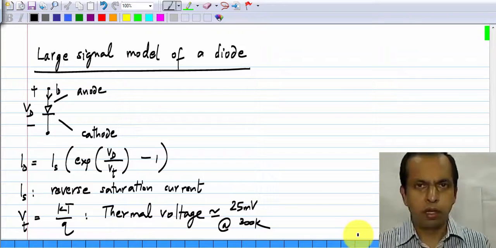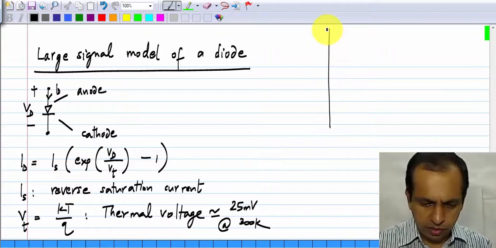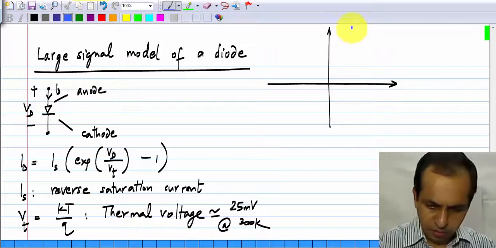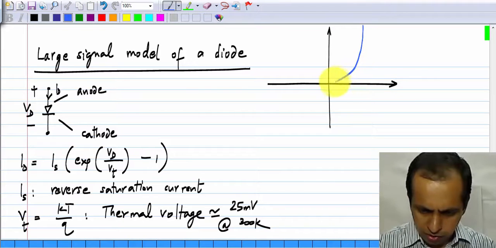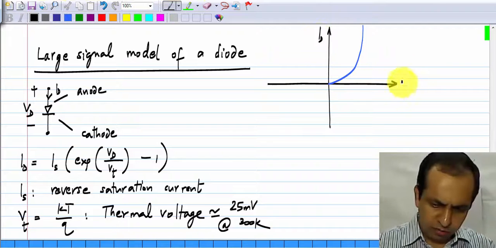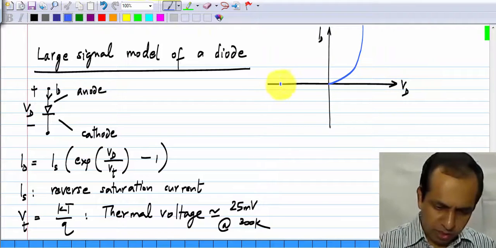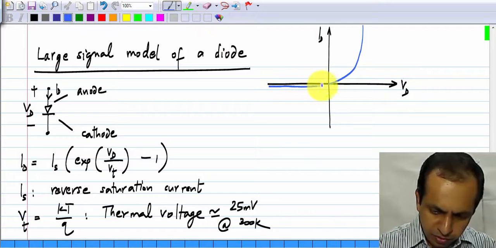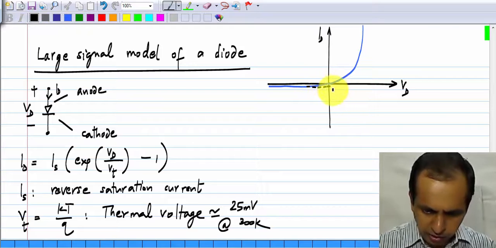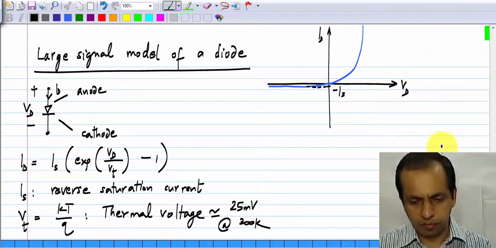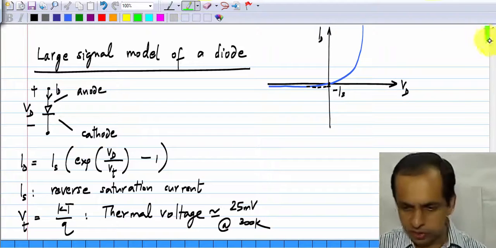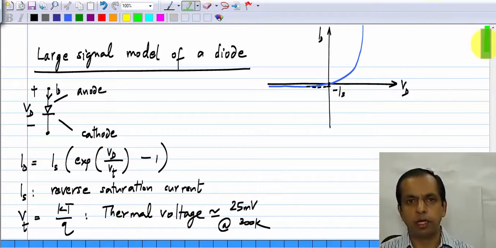And we also know what the characteristic looks like graphically. The currents can be substantial when Vd is positive, and it will saturate to minus Is when Vd is negative. And of course, the current is 0 when the diode voltage is 0.